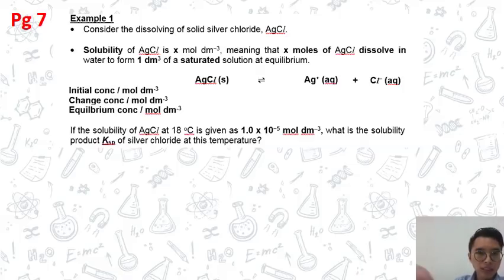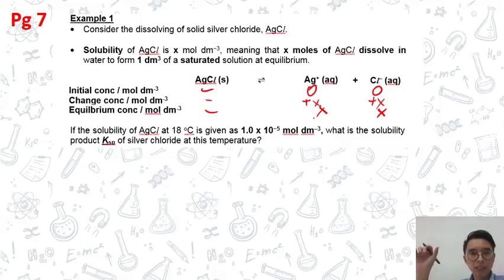One thing you need to know is this. Let's start with an ICE table. Let's look at the dissolving of silver chloride, which you should know is a white precipitate. In your ICE table, solids are not considered. Initially it hasn't dissolved yet, so these two are zero, and the change at equilibrium would be plus x and plus x. Which means at equilibrium we have x moles per dm cube of Ag+ and x moles per dm cube of Cl-. Equilibrium here would mean that it reaches saturation. Only when it reaches saturation does it reach equilibrium.